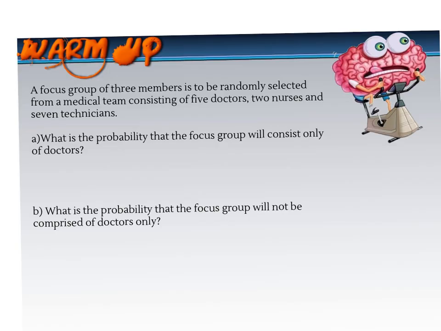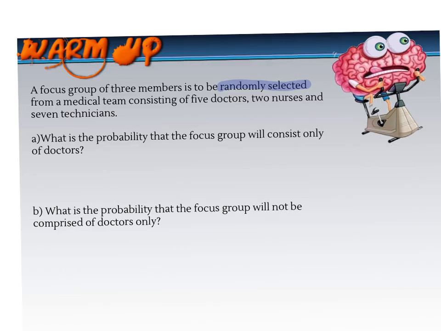This is going to be a refresher of combinations versus permutations. So a focus group of 3 members is to be randomly selected from a medical team consisting of 5 doctors, 2 nurses, and 7 technicians. So what is the probability? We're selecting, we are not assigning roles. As soon as we are not assigning roles, randomly selected, okay, so that is a combination.